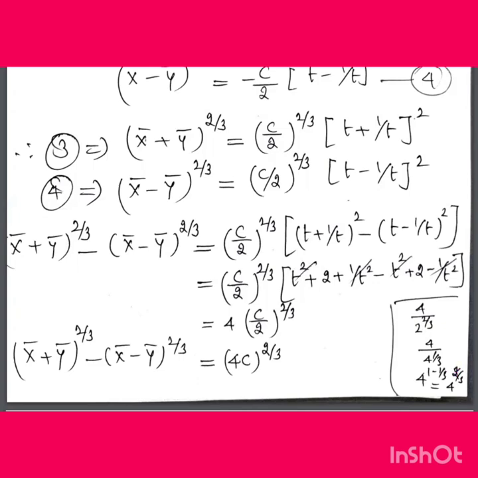So therefore, bases are equal. You can add the power. 4 power 1 minus 1 by 3, which is equal to 4 power 2 by 3. So X bar plus Y bar power 2 by 3 minus X bar minus Y bar power 2 by 3, which is equal to 4C power 2 by 3.